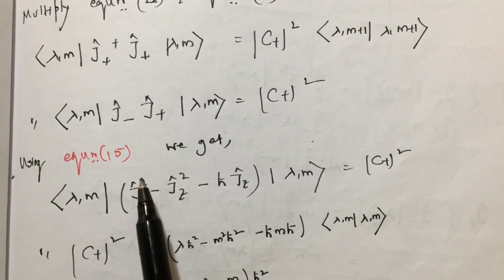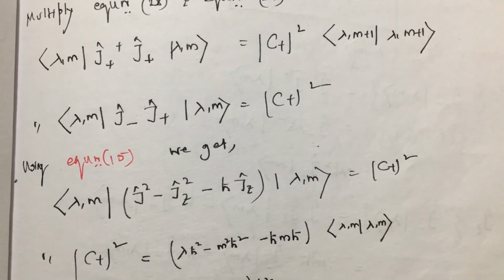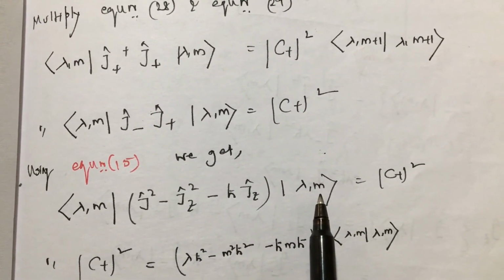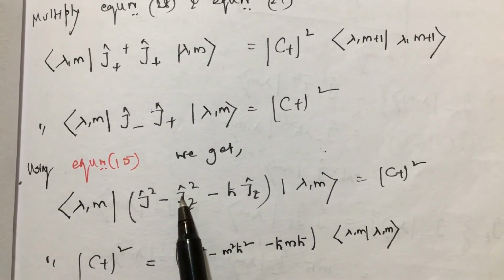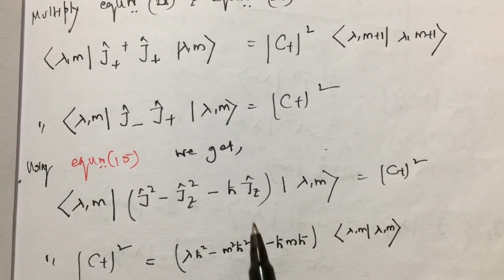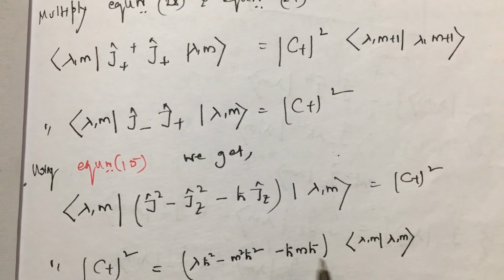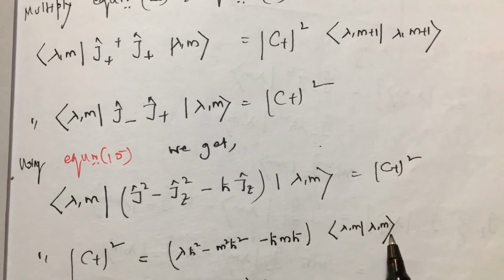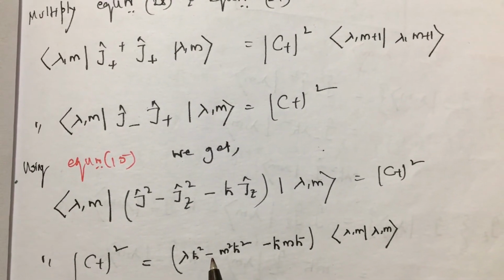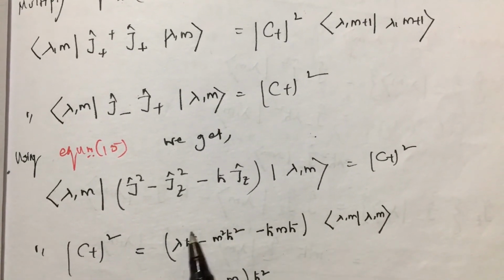The operation of J square on |λ, m⟩ gives me λ ħ square, that is the common eigenvalue equation for J square. Jz operating on this state will give me m ħ. So the operation of Jz square will give me m square ħ square, and then again the operation of Jz will give me m ħ. ħ is already there. All these are scalar quantities, so we can write them out from the middle of the states.